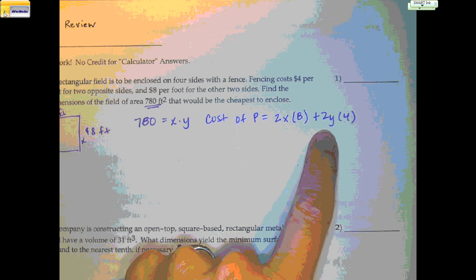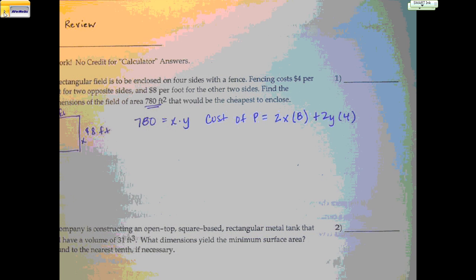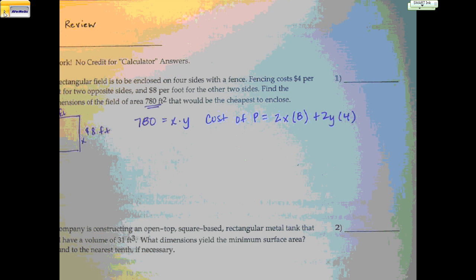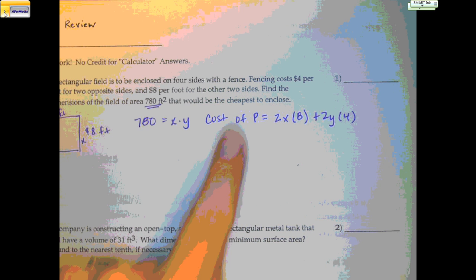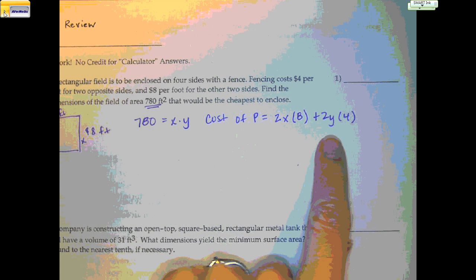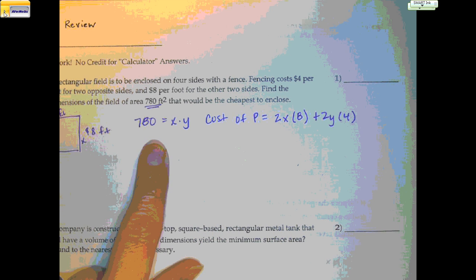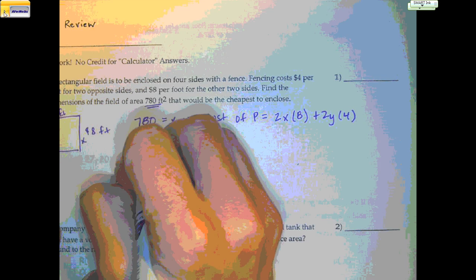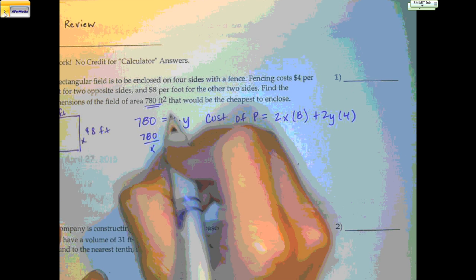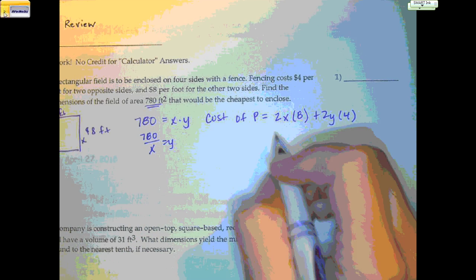So are we supposed to find the derivative of the equation on the right or the left? On the right, because that's what we're going to minimize. So if this is the one we're going to minimize and derive, then what do I do with this guy? Isolate one of the variables. It doesn't matter which one. If I call this 780 over X equals Y, then everywhere I see a Y, I'm going to put 780 over X.